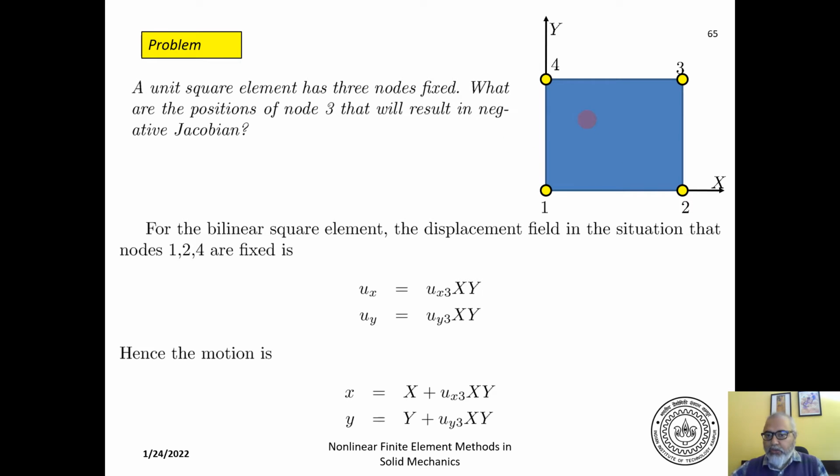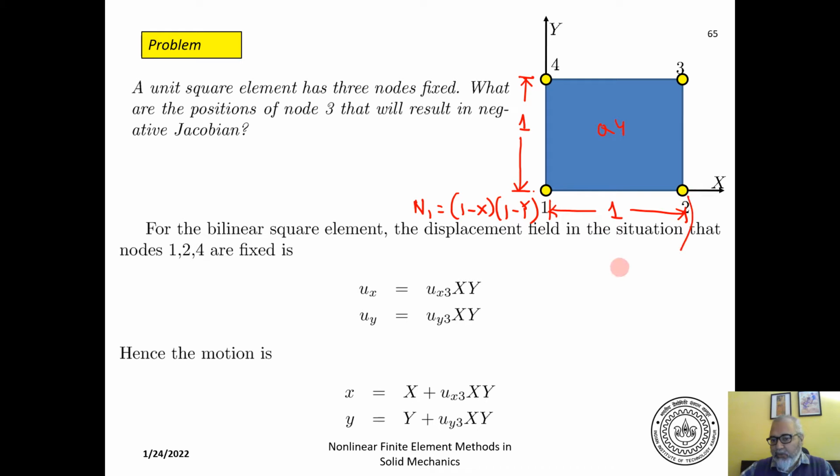Now here we have a Q4 element, and just assume that this is a unit square element. So this is 1 and this is also 1. So in that case, the shape functions for this node would be n1 is equal to (1 minus x) into (1 minus y), because when x and y are equal to 0, this would be 1. When x or y is equal to 1, this would be 0.